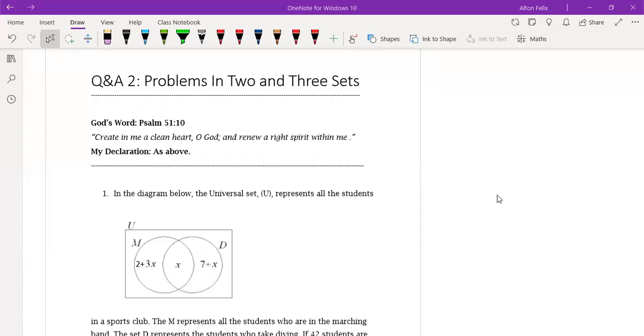Welcome once again. Today we'll be looking at sets and we'll be continuing our discussion with a focus on problems in 2 and 3 sets.